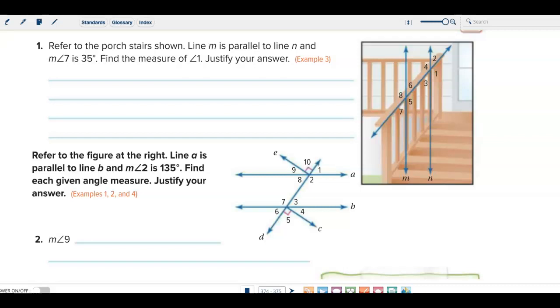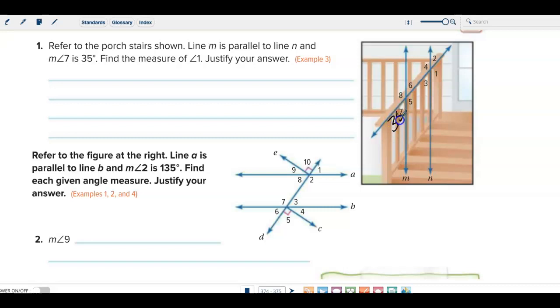Number 1, M is parallel to N. Find the measure of angle 1 if the measure of angle 7 is 35. So I would always write these in, just because then I know what I have and what I'm missing. So this is 35. That's still hard to see, sorry.